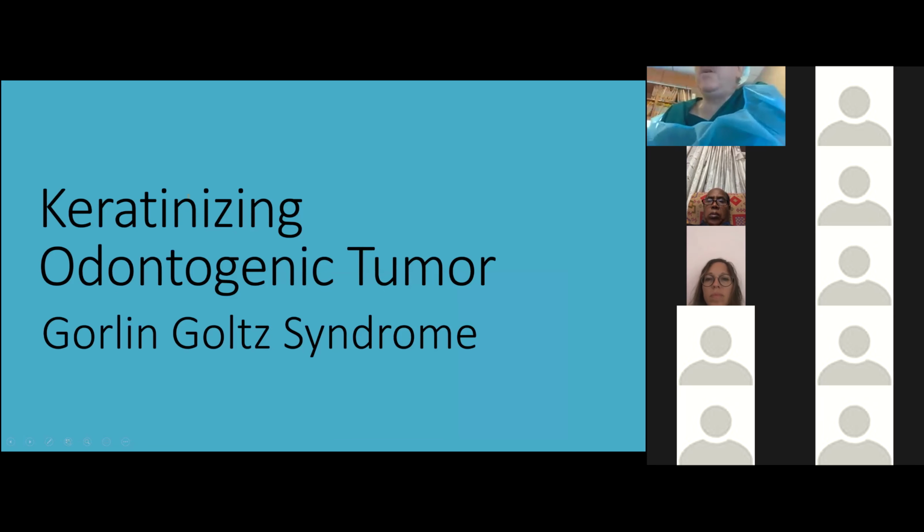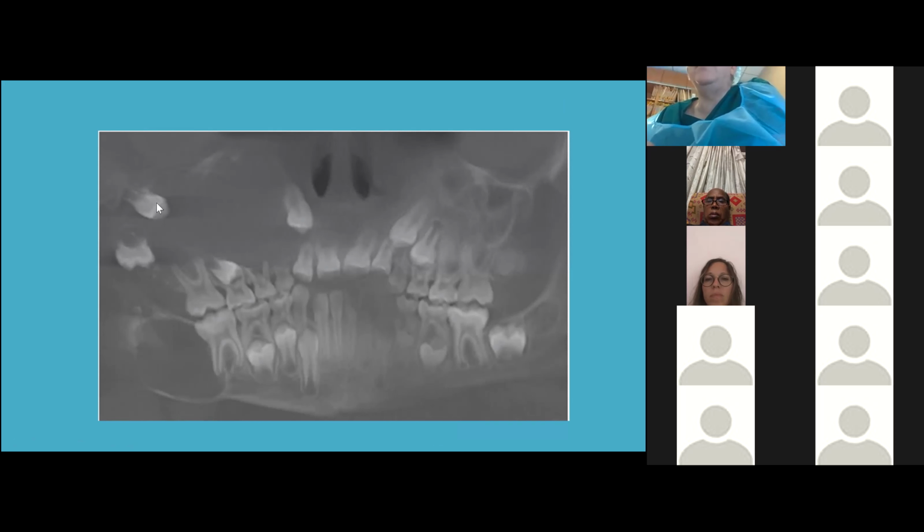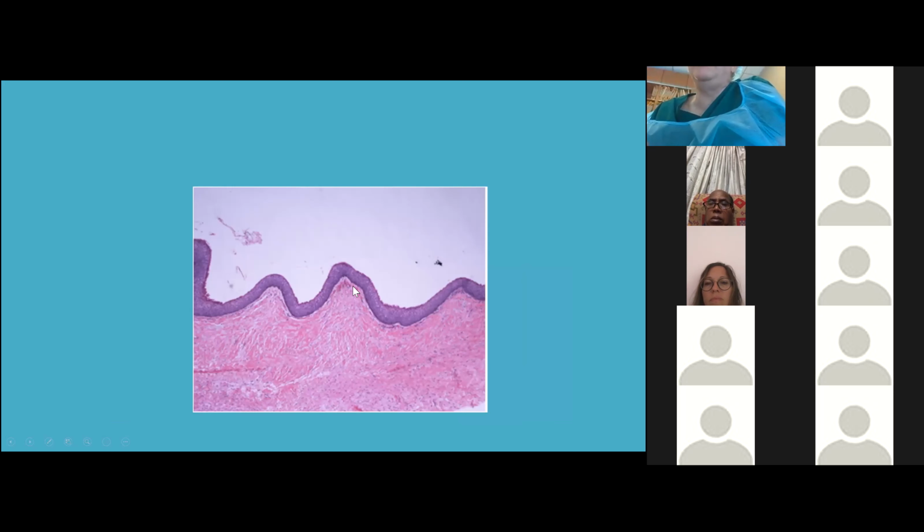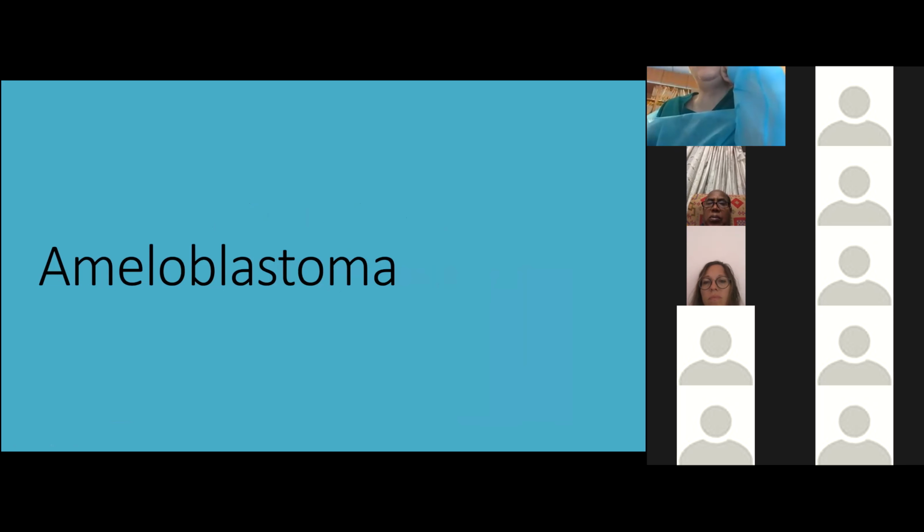Keratinizing odontogenic tumor, or Gorlin-Goltz syndrome. Here's a man with extensive disease, many large cysts of the jaws associated with displaced teeth. This patient had about 20 of these cysts removed over time, and many of these teeth removed. Here you can see the extent of the damage in the maxilla, for example. Here's the specimen. We can see the histology, typical parakeratinizing layer of the keratinizing odontogenic tumor, which has a high recurrence rate.